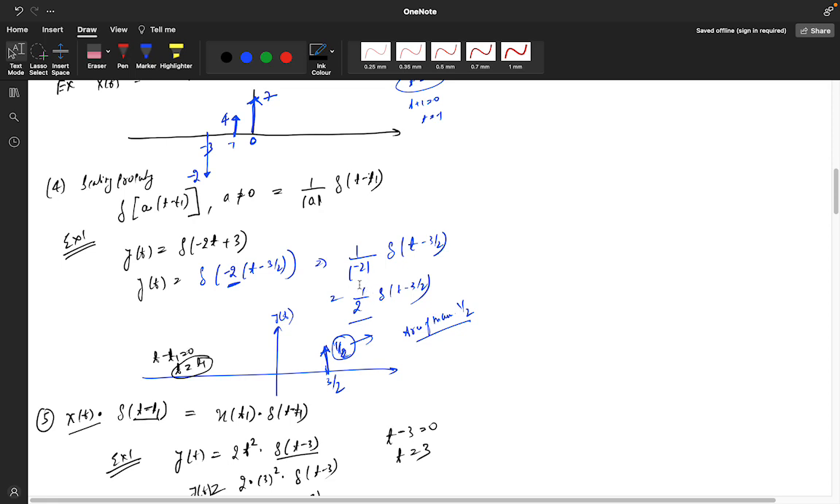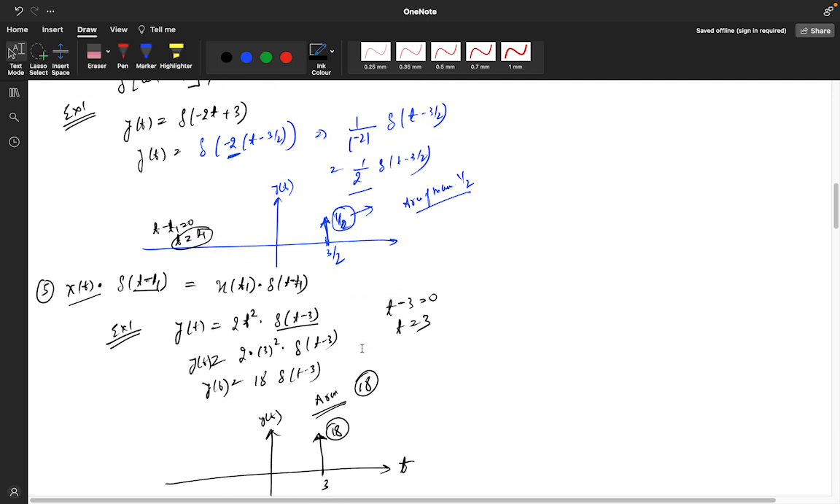Okay, always remember this is the area. Where you will get the area, that is 1 by 2 at t equals 3 by 2. At 3 by 2 you will get a particular area, 1 by 2.